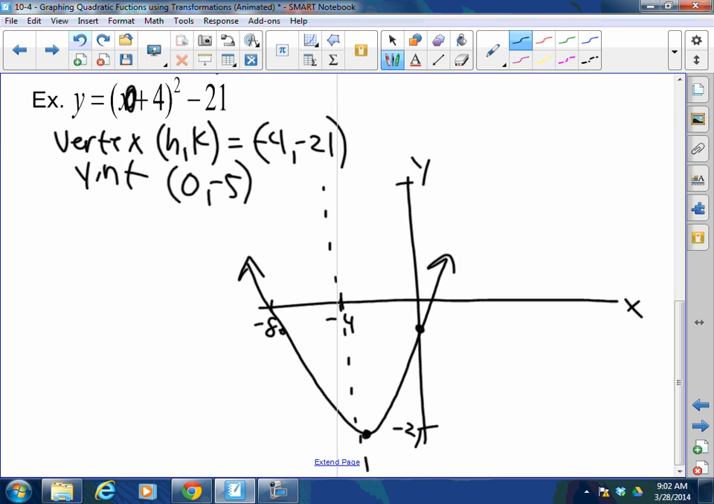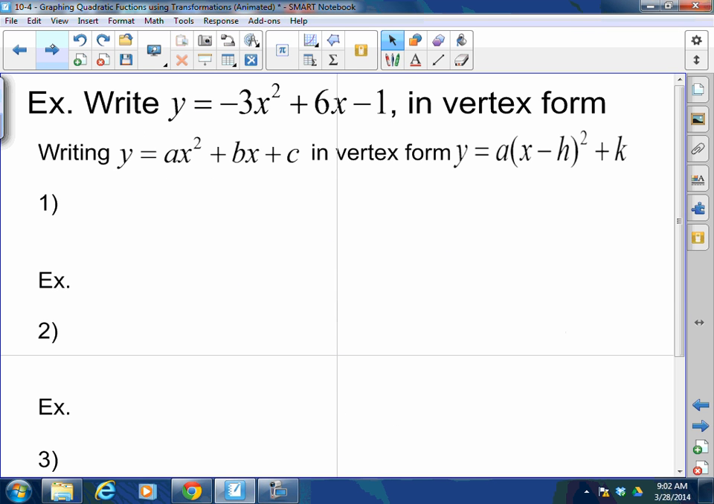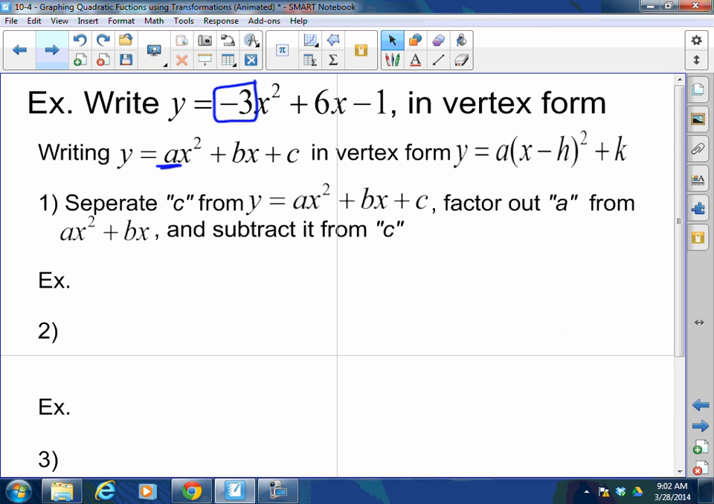Okay, now, one last thing that I've got to teach you. What happens when instead of having a 1 in front of the x squared, you have an a that is greater than 1? Almost identical steps, okay? So don't stress. Step 1: separate the c from y equals ax squared plus bx, but also factor out the a from the ax squared plus bx.